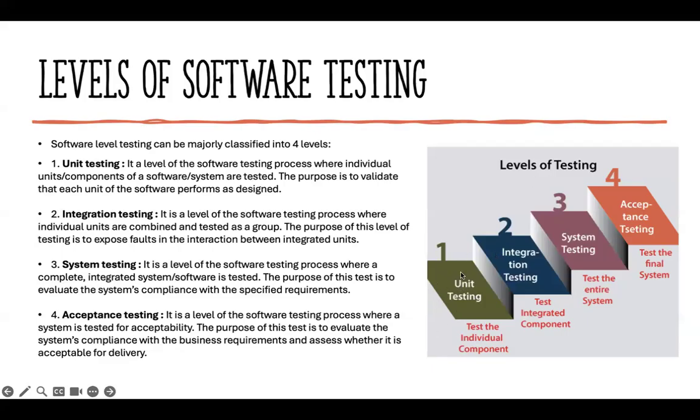So it's essentially different levels for each system. So you're doing unit testing. Another level of software testing is integration testing, then system testing and acceptance testing. Unit tests test the individual components of the software. Integration testing tests the integrated components of the software. System testing tests the entire system as a whole, and acceptance testing tests the final system.